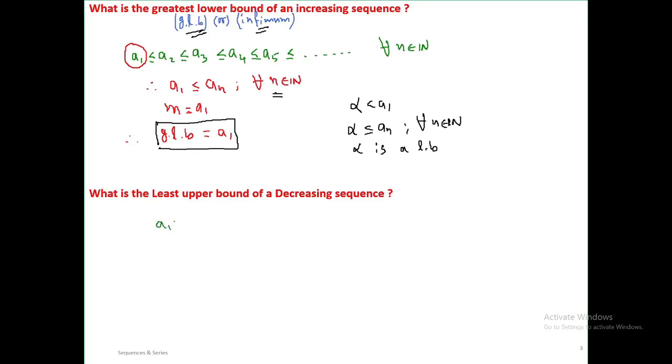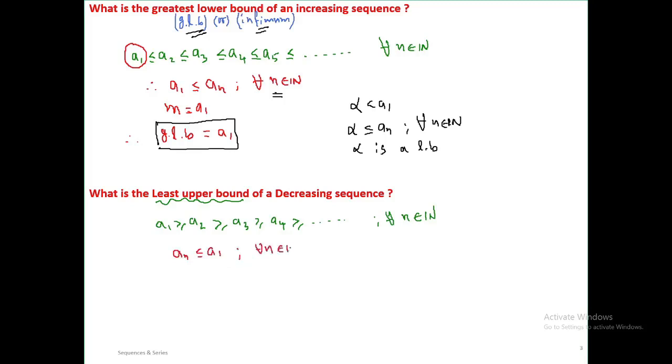Decreasing: a1 is greater than or equal to a2, and so on, for all n belongs to the natural number set. Now I want the least upper bound, or supremum. In this, what is the highest term? The highest term will be a1. So an is less than or equal to a1; a1 will be the highest of all the terms.